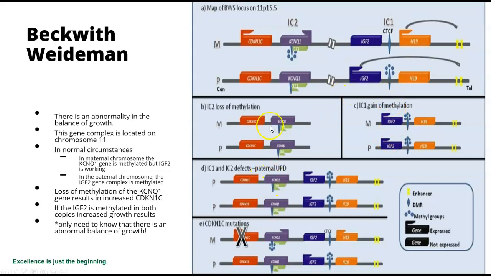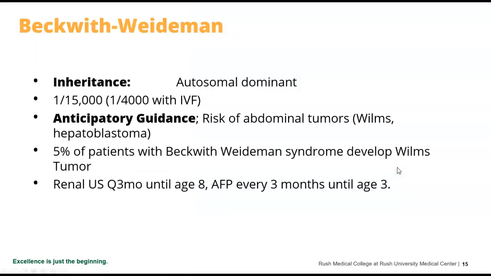If both copies come from dad, then we have the double whammy of this UPD. We have both of these on and both of these off. Or if there's a mutation of this CDKN1C gene. All of these can result in abnormal growth. You only need to know what you really need to know about Beckwith-Wiedemann syndrome: it increases growth and it's a methylation abnormality. It's inherited as autosomal dominant and occurs in about 1 in 15,000, but 1 in 4,000 of babies from in vitro fertilization.